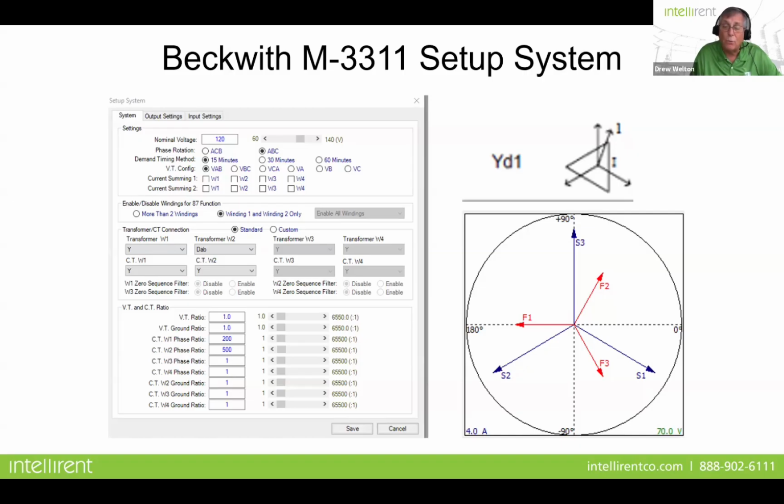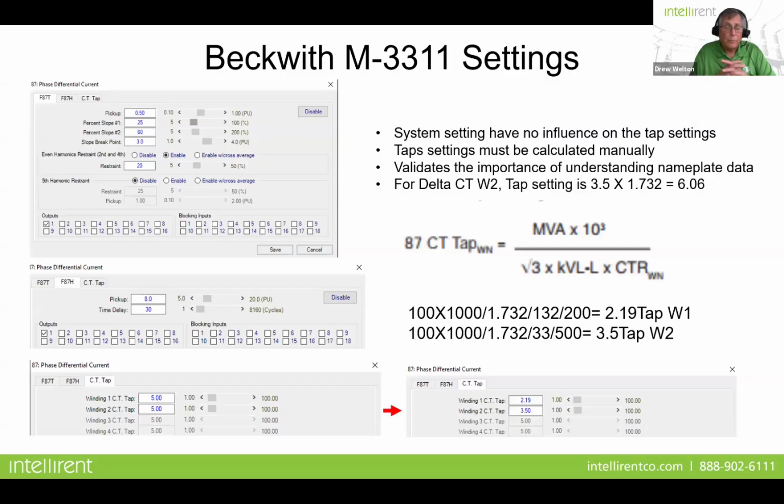And then you have a nice graphical display in a vector diagram of what that looks like. You know, your phases, your phase rotation, and your amplitudes. Really nice graphics, very easy to set up. Okay, now here's the big difference between the Beckwith and the Schweitzer.